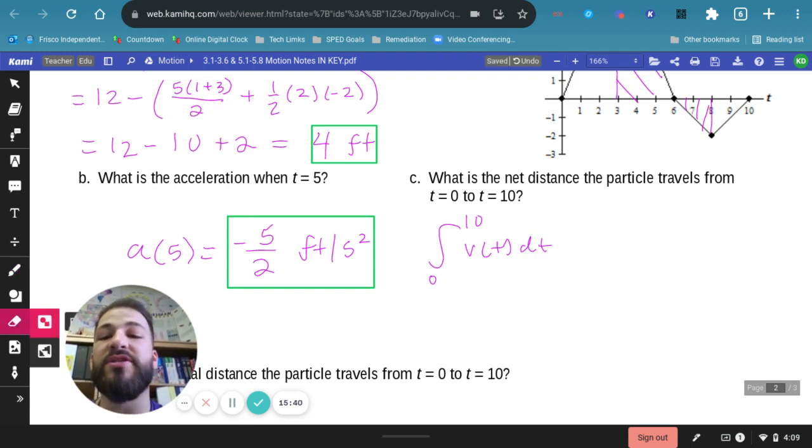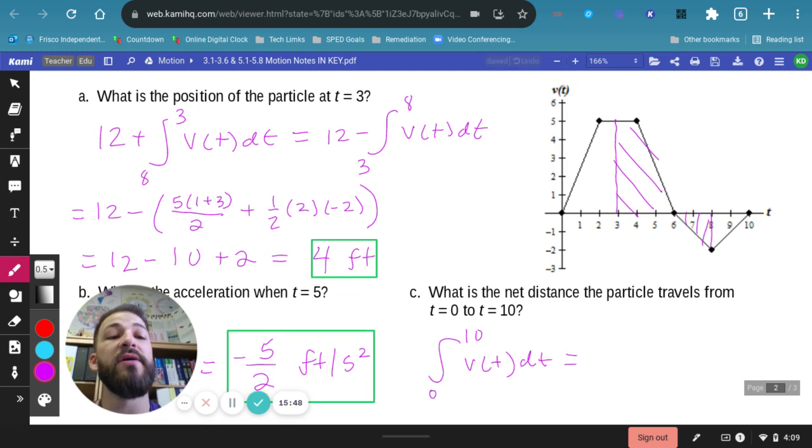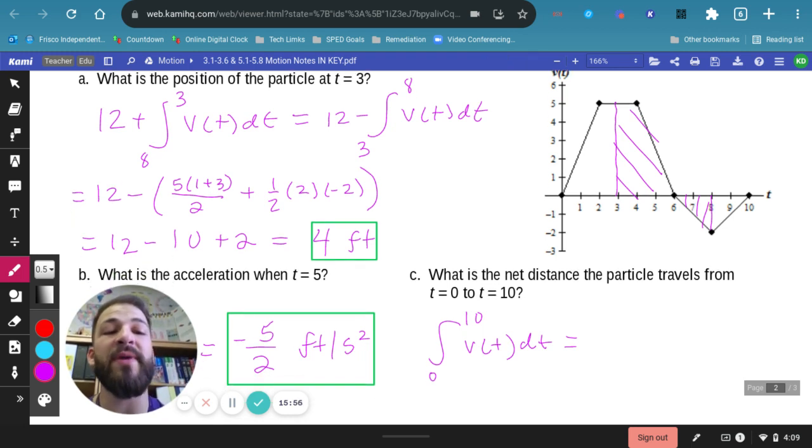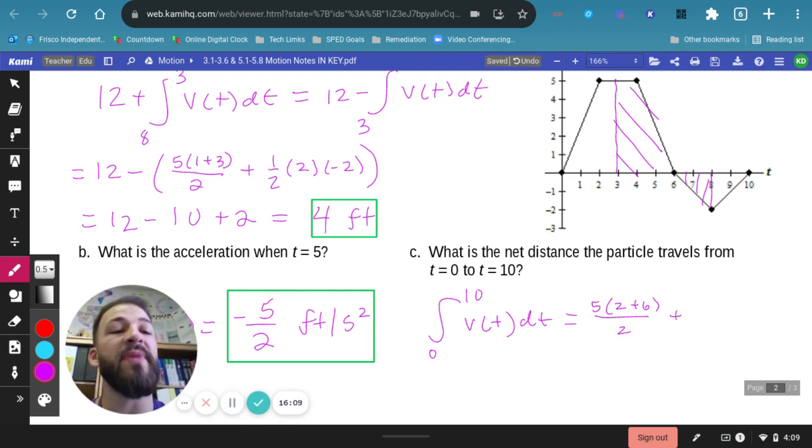And we, of course, do not need to do anything fancy here because we don't have any actual equations. We're just going to find our area from the graph. So our first shape is a trapezoid, a much larger one, with a base of 2 on top and a base of 6 on the bottom, still with a height of 5. So this would be 5 times (2 plus 6) over 2. And then the rest of our area from 6 to 10 is a triangle with a base of 4 and a height of negative 2. So 1/2 times 4 times negative 2.